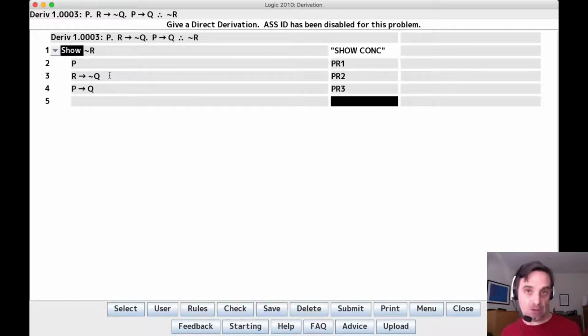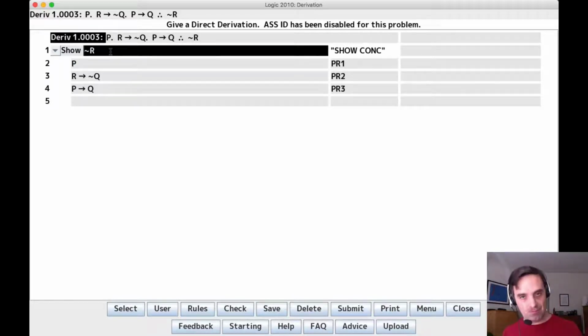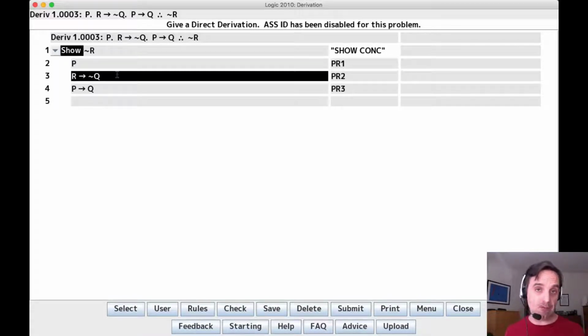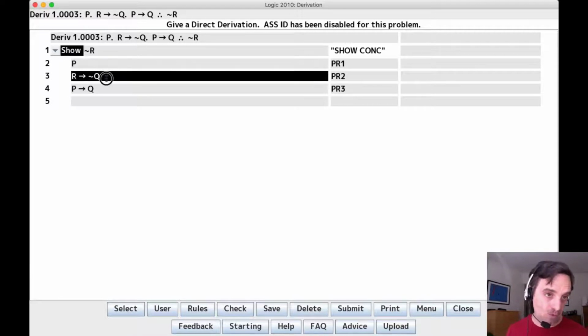So we look for conditionals. And so we look at line 3. Well, line 1's a show line. Can't use it. Line 2 is not a conditional. Line 3 is a conditional. It's if R, then not Q. So for modus ponens, we need the antecedent. That's R. We don't have R, because here we have P, and if P, then Q. We don't have R by itself on a line.